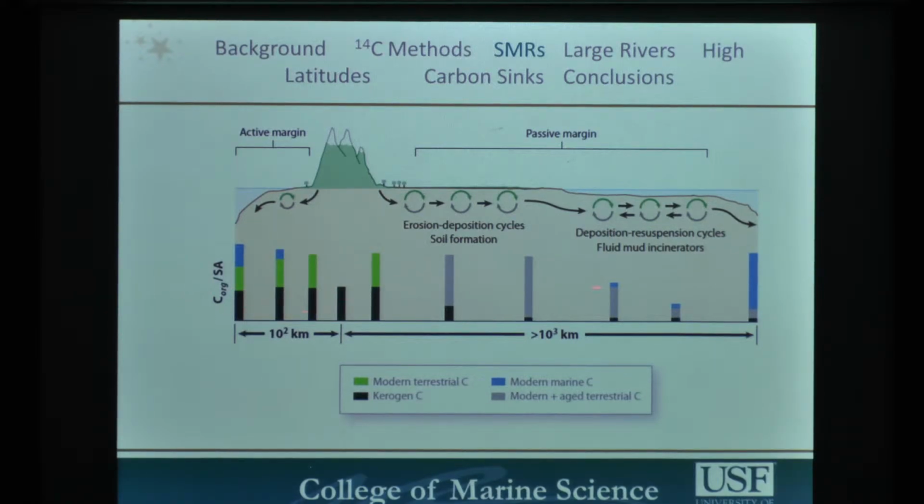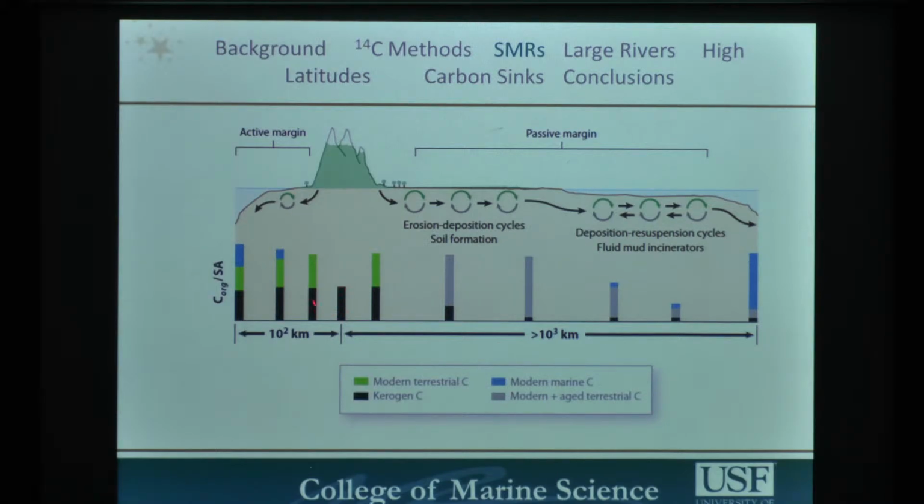Now these little bar graphs are important because it shows you basically 4 different types of carbon and what you would expect to find in these sediments. So you start off with the core of your mountain range, and a drop of water that falls up here is going to go in one of 2 directions, if it falls right at the divide.